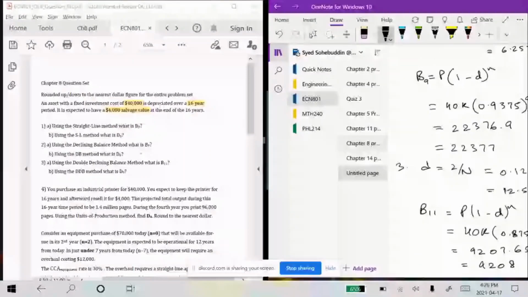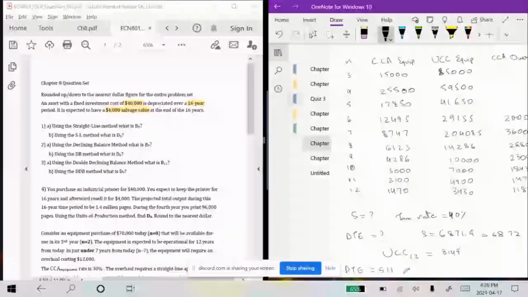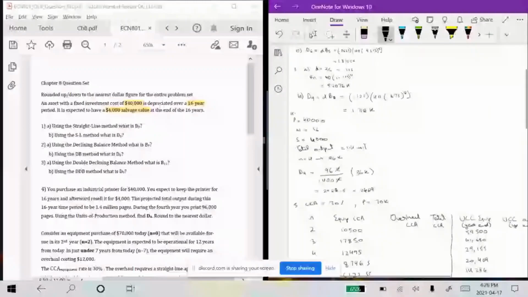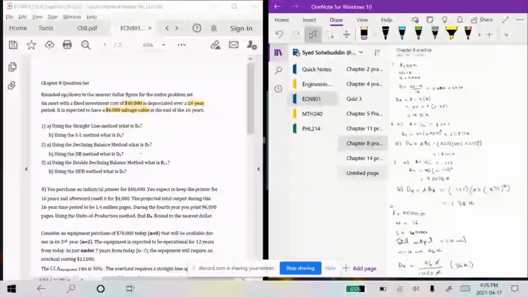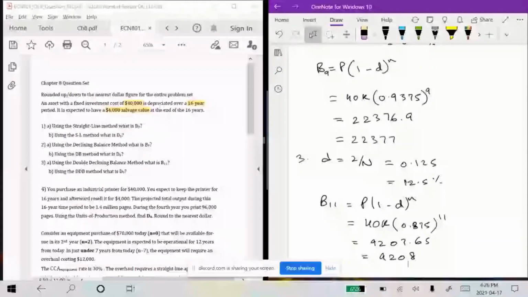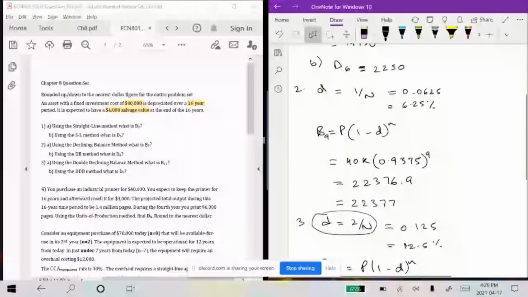So for the double, all the declining balance methods are the same, and you just have to multiply by 2, 3, or 1, depending on which case you're using. Exactly. The only thing that changes is this formula. You're finding the rate. In the single declining method, it's just 1 by n. In the double declining method, it's 2 by n, and so on.